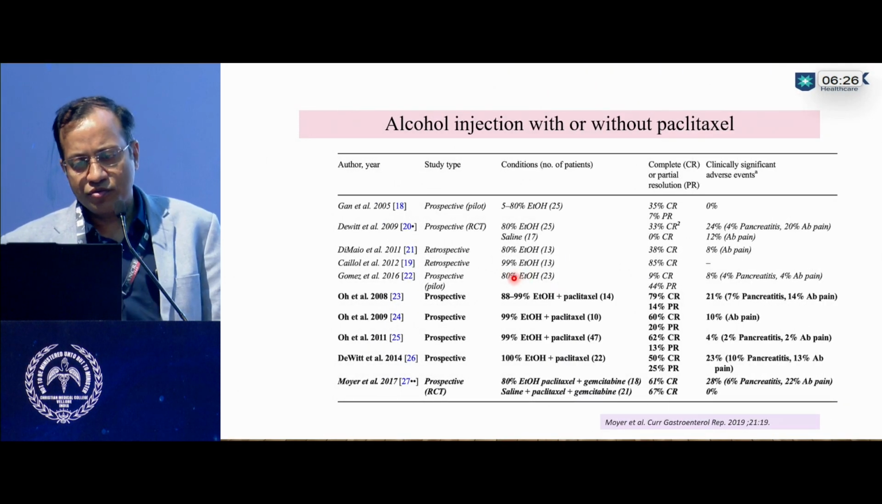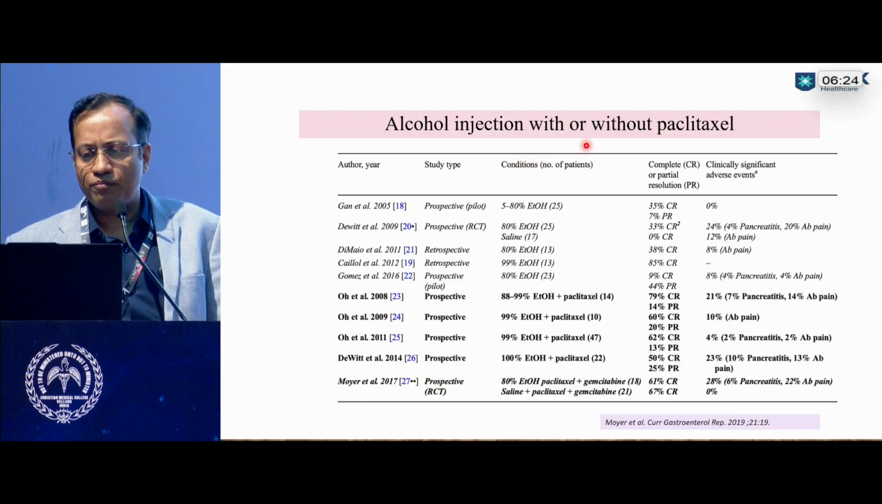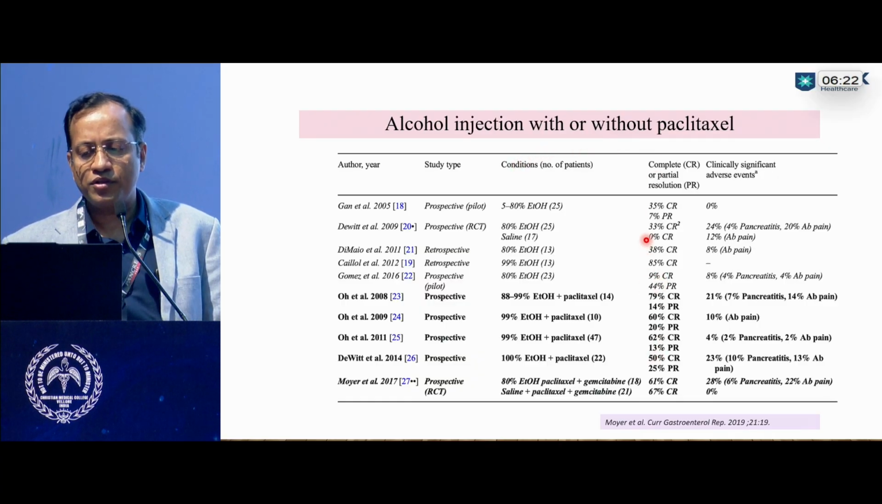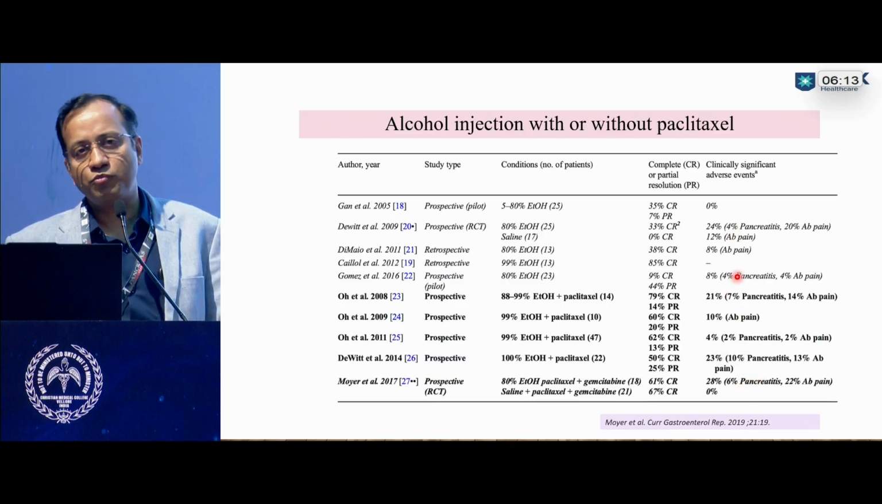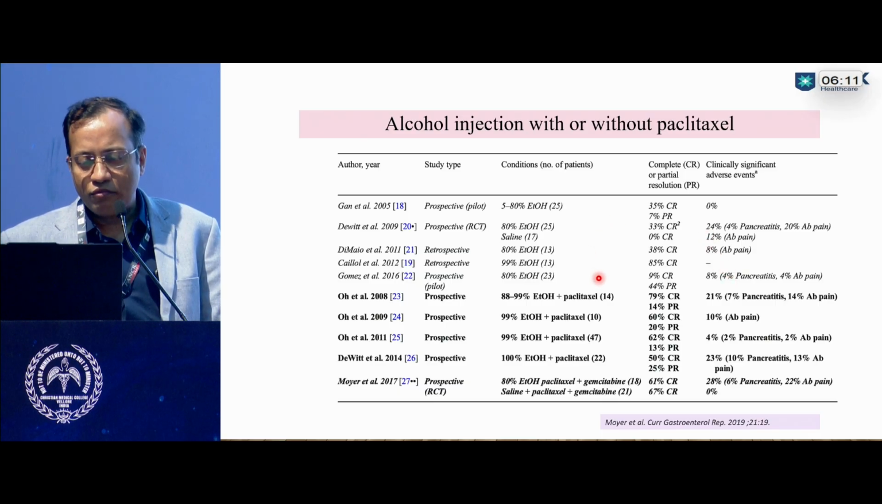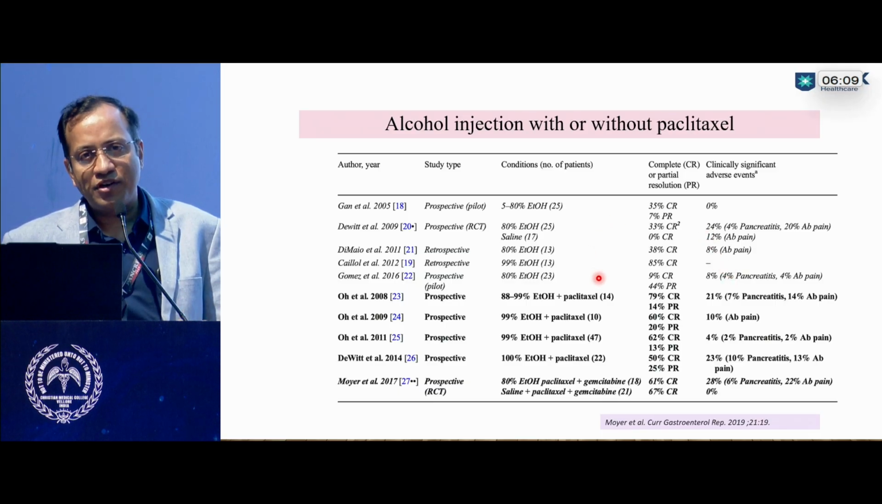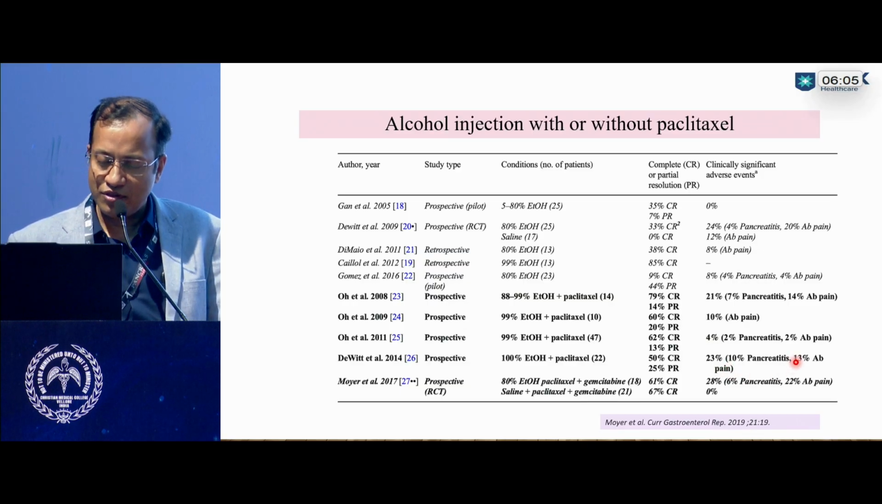So earlier studies used alcohol with or without paclitaxel, and the efficacy was around 30 to 70%. But the right column is worrisome. There were significant serious adverse events like pancreatitis, splenic vein thrombosis, and portal vein thrombosis. Normally it's a benign disease which requires surveillance. So these are very serious adverse events which are not acceptable to the patient.